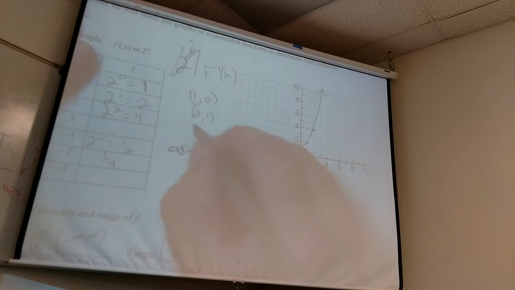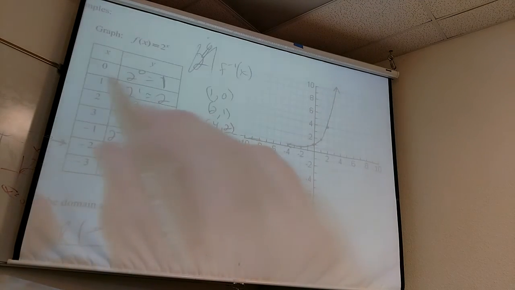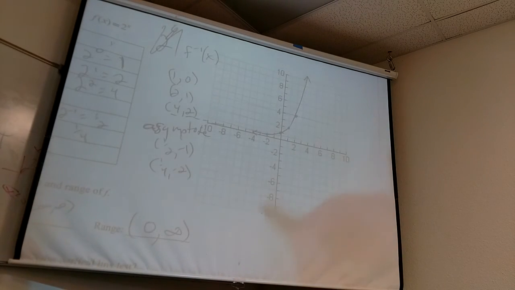See, it's going to go through (4, 2). It's going to go through (1/2, -1). It's going to go through (1/4, -2). So if you forgot, you just switch the x and y to see what the inverse is doing. I kind of know already what it's going to look like. It should be over here like this, right? It's the mirror image of this across the y equals x line.